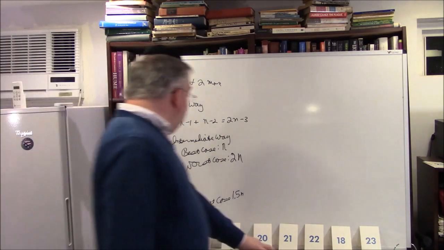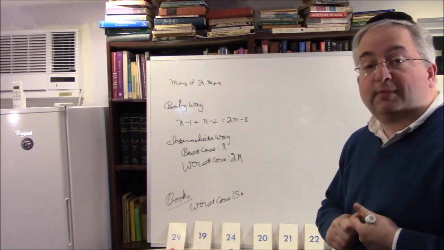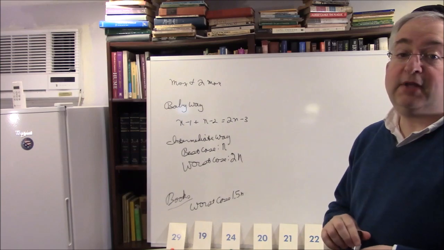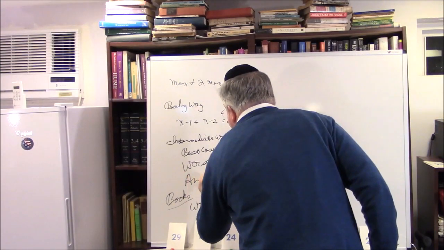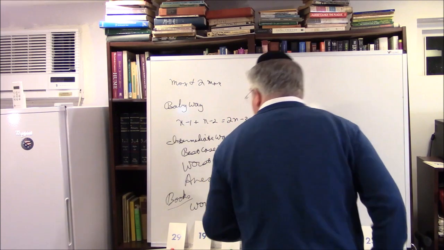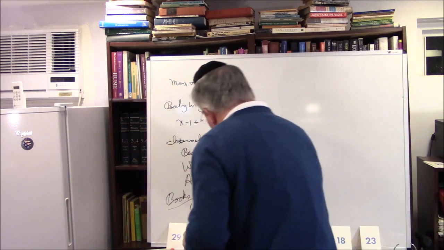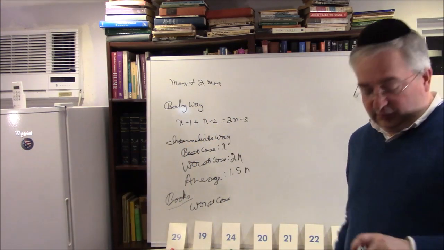And on average, sometimes I do one comparison, sometimes I do two comparisons. So the average case is 1.5n. Great. Now, let's do the book's way of doing this.